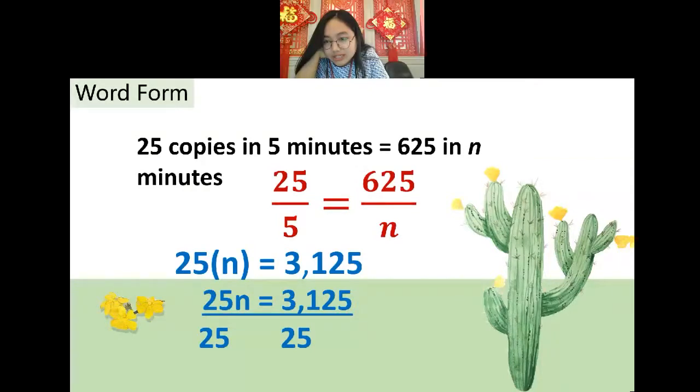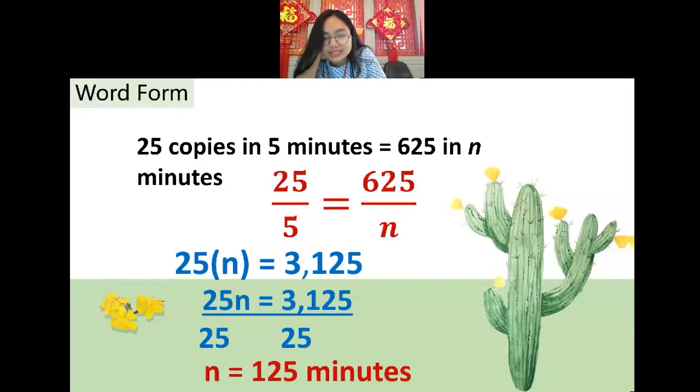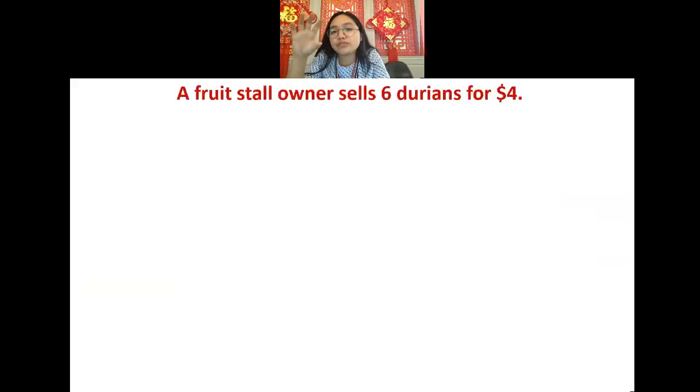What is the answer? N is equal to 125 minutes. Okay, so basically in proportion, you are just going to identify the words, the terms, and then you are going to cross multiply. Okay, this is the last one.